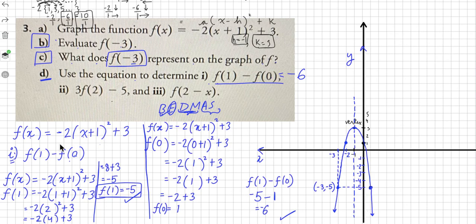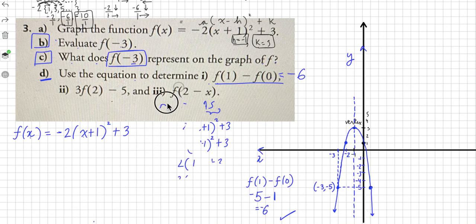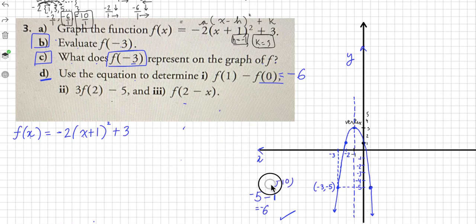Now let's move on to the second part and see how we're going to solve that. I'm just going to erase this part here. Let's see what they're saying in the next one. Alright, right now they're saying 3 times f of 2. But the thing is, I don't know what f of 2 is. So let's solve that here.